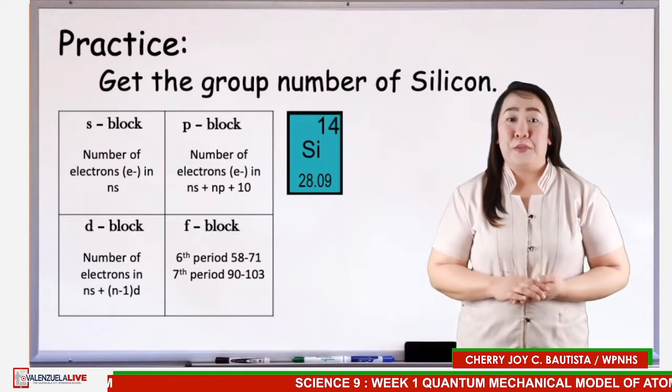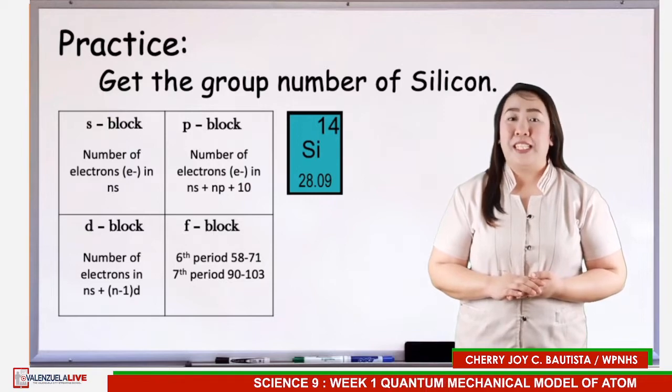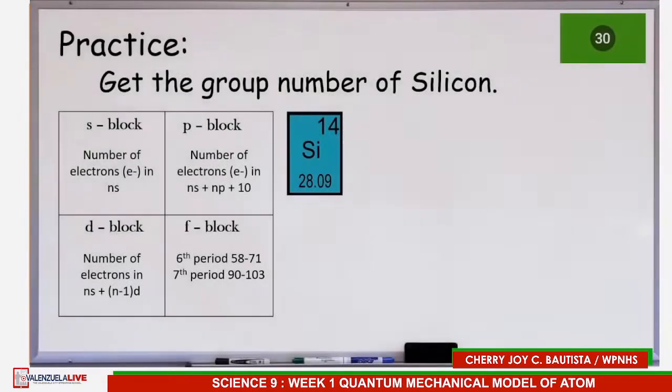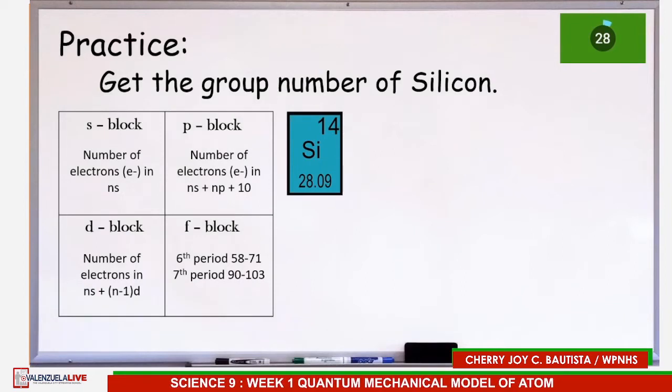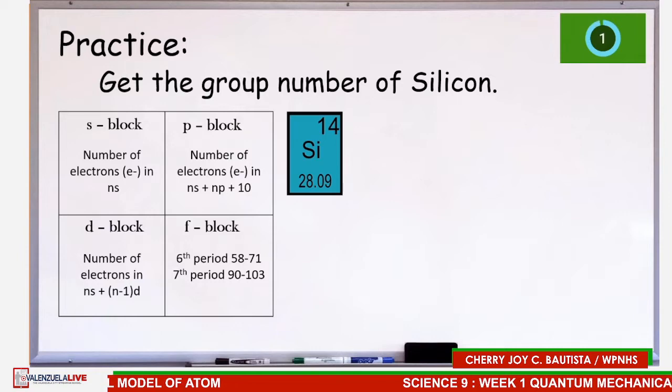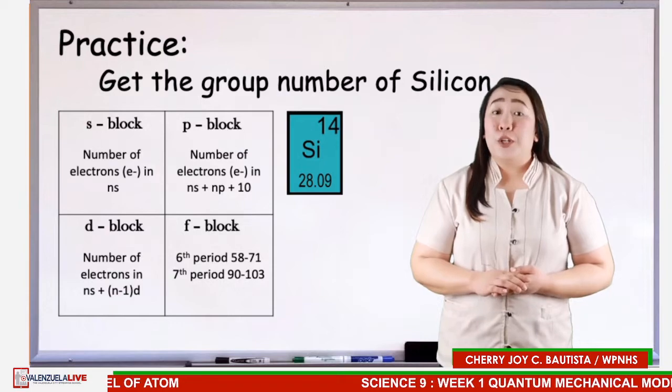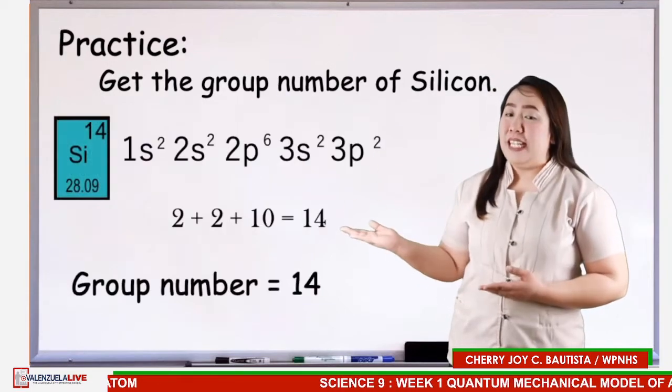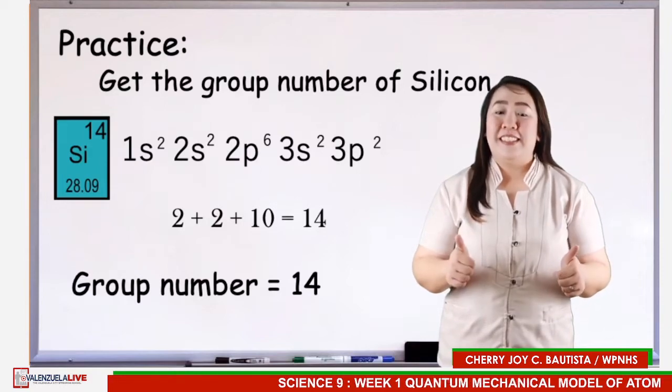Can you get the group number of silicon? You have 30 seconds. The group number of silicon is 14. Did you get it right? Great!